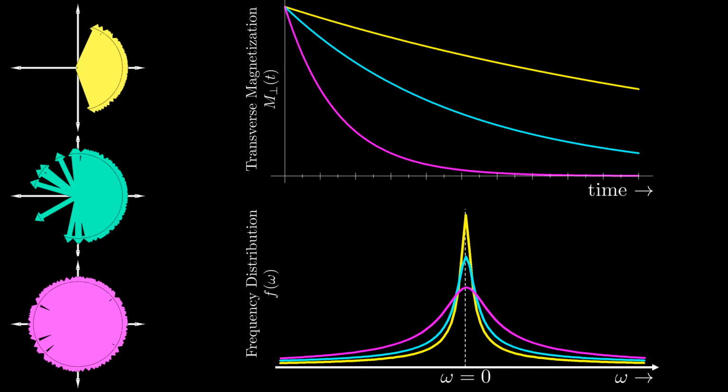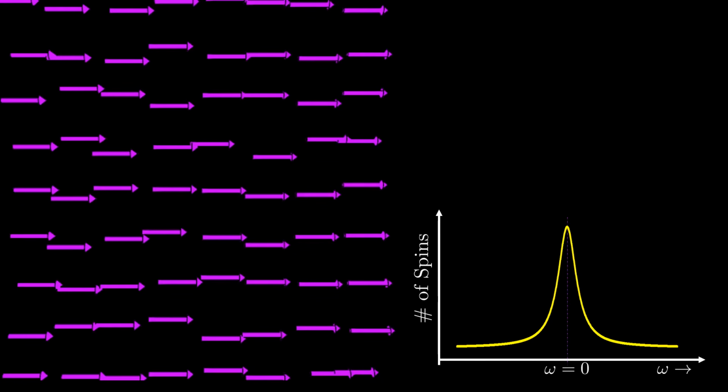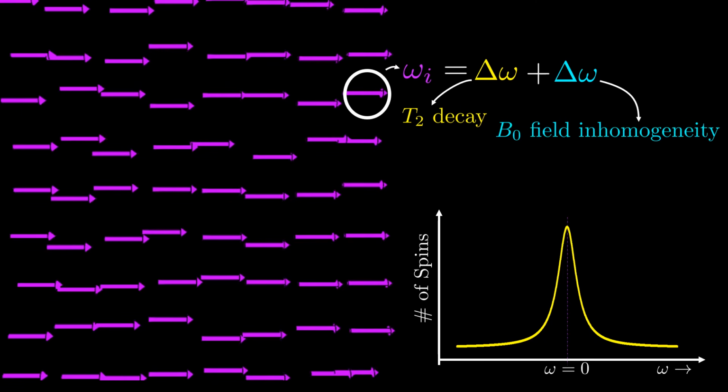Now, because we know that omega equals gamma B0, we know our omega distribution is actually indicative of a distribution of regional magnetic field B, since all protons have the same gamma. This distribution of the magnetic field strengths experienced by our spins dictates our FID decay. So, returning to our picture of many spins in space, we know that each spin experiences some delta B due to the tissue environment, but also some delta B due to our imperfect field.